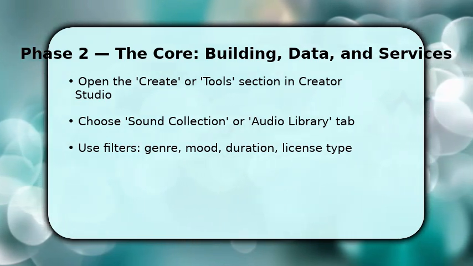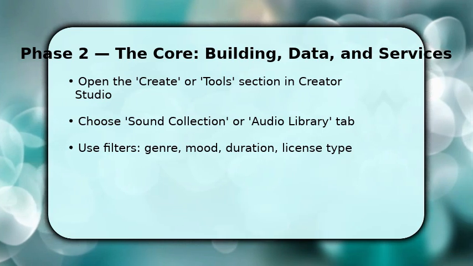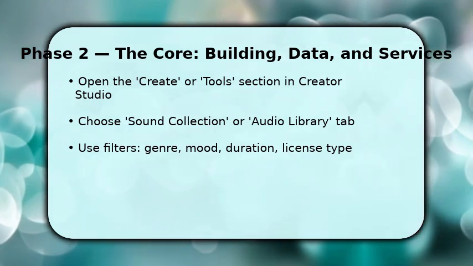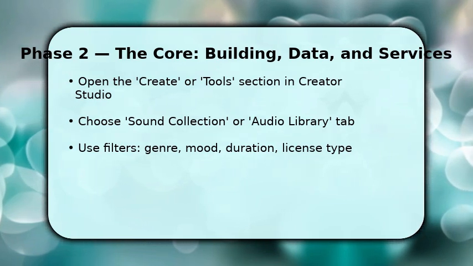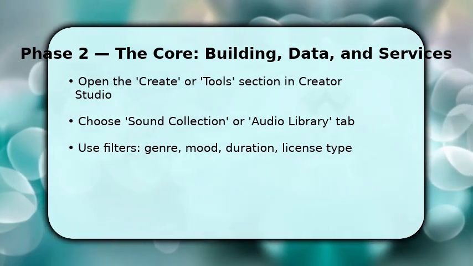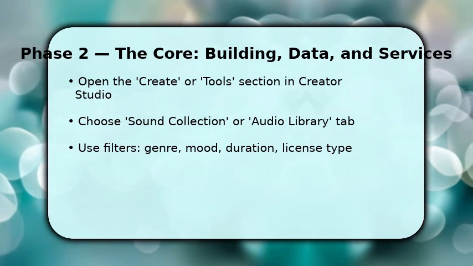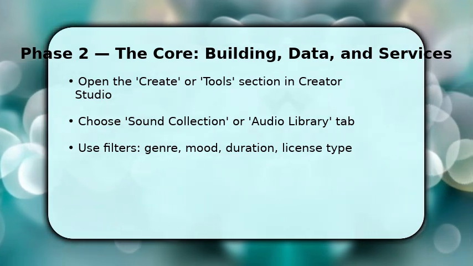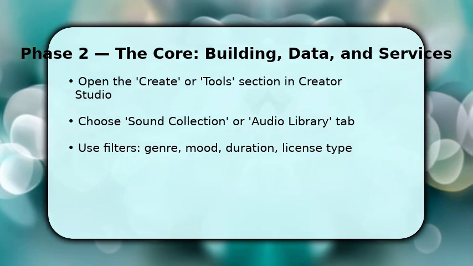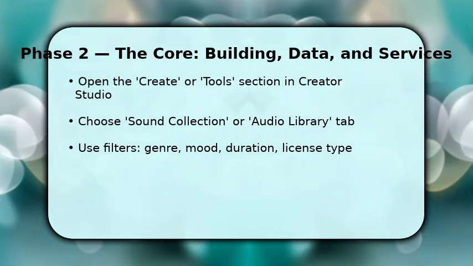Now search and filter. Choose genre, mood, duration, or license type to narrow results. These filters save time when you need a specific vibe or cleared track. Remember why this matters. Some tracks require attribution or have restrictions, so filtering prevents license surprises later when you publish.